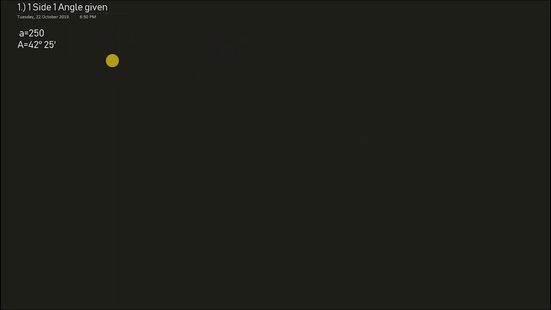First, we have this given. First na gagawin natin is to i-plot natin kung ano yung given. Let's draw that out para mas madali nating ma-visualize. So this is angle A. Angle A is 42 degrees and 25 minutes. Opposite to angle A is side A, of course. Side A is equal to 250.